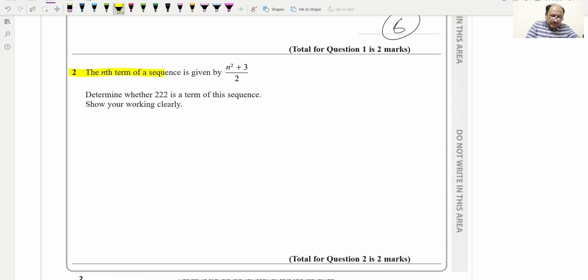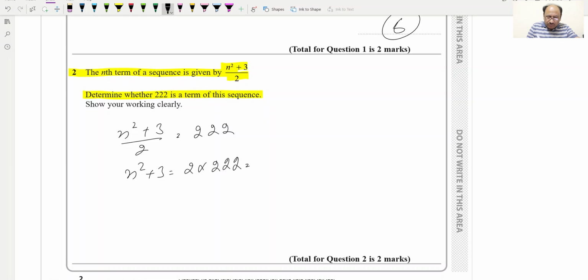Question number 2 says the nth term of the sequence is given by n squared plus 3, over 2. Determine whether 222 is a term of the sequence. Show your working clearly. So we can write n squared plus 3 over 2 is equal to 222, we equalize and check whether it is a decimal answer or not. So we will cross multiply. n squared plus 3 will be equal to 2 multiplied by 222, which is 444.